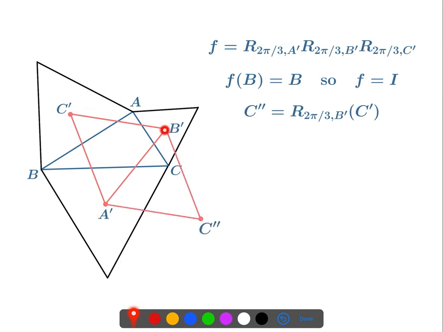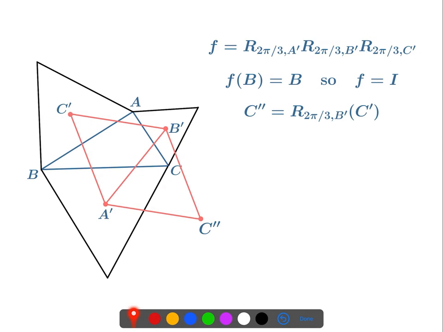I've rotated about b prime, c prime here, and so it goes here. These two distances have to be the same because it's a rotation about b prime. And then I take this and I rotate about a prime, and so this distance has to be this distance because I'm rotating about a prime here, and I'm ending up at c prime. Okay, so we rotate about c prime, end up here, rotate about a prime, we end up back here.